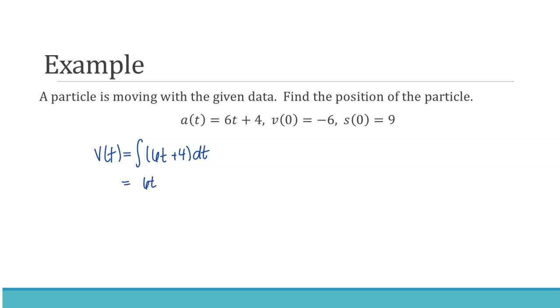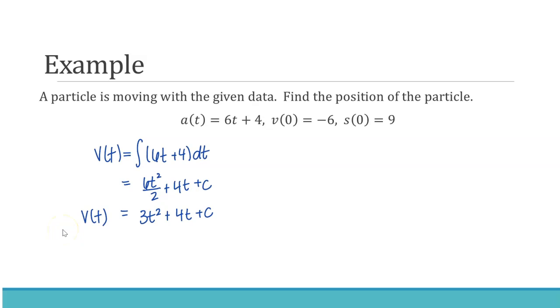All right, so if I find the antiderivative, that's going to be 6t squared over 2 plus 4t plus c, which is 3t squared plus 4t plus c. This is my general velocity function. It's an entire family of functions because of the generic constant plus c, but I have an initial condition involving velocity. I know that when I substitute in 0 into t, what's going to come out is -6. So this initial condition will allow me to solve for c.